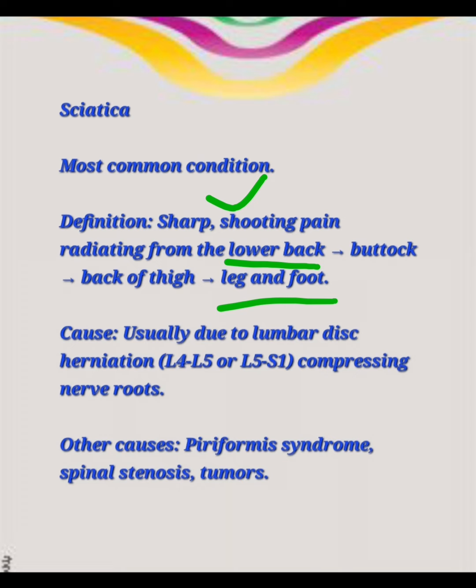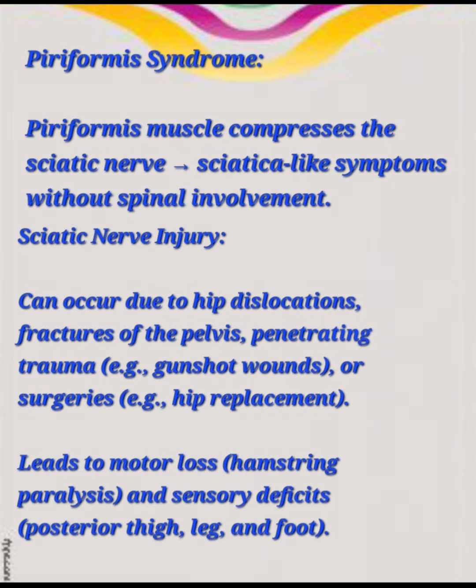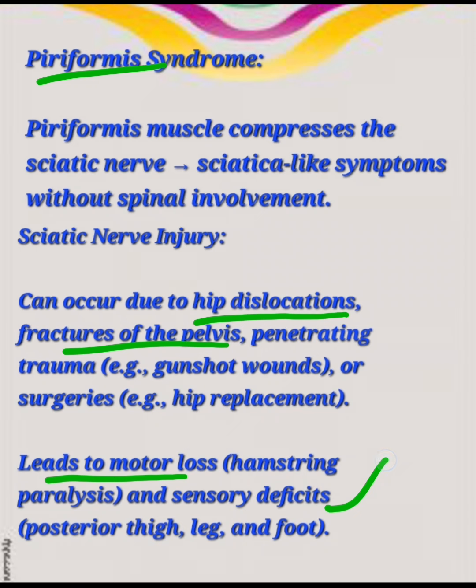And there are other causes of sciatica too, that is piriformis syndrome. In piriformis syndrome, the piriformis muscle tends to compress the sciatic nerve, which leads to sciatica. This can occur due to hip dislocations or fracture of the pelvis, so that the piriformis muscle tends to compress the sciatic nerve. When the sciatic nerve gets compressed, it leads to motor and sensory deficits.